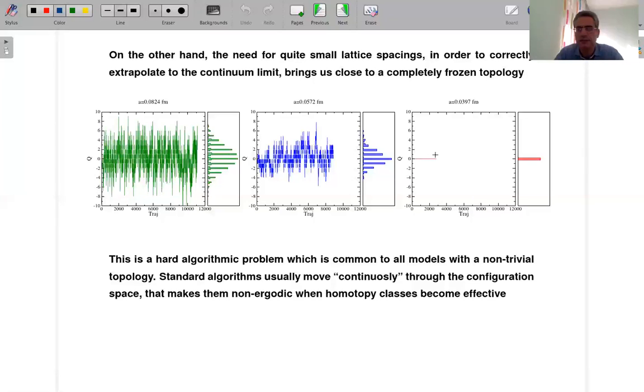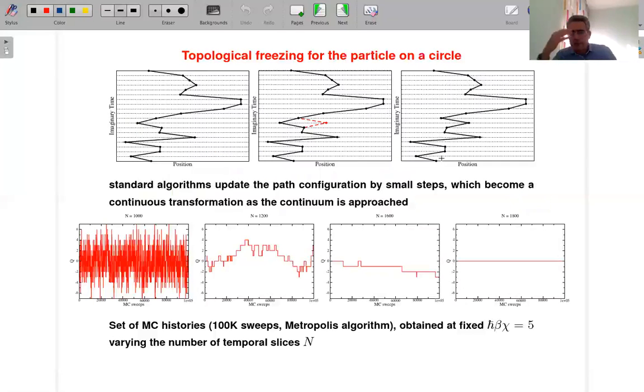And this is what you can see here. This is visible not only in this context, but in every model. For instance, in this picture, I show you what happens with the topology for the particle on a circle, the first model that we discussed last week. The figures on the bottom are from the simulations of the particle on a circle approaching the continuum limit. Approaching the continuum limit means that this value appearing here, N, which is 1000, 1200, and so on, is the number of temporal slices for this path integral.